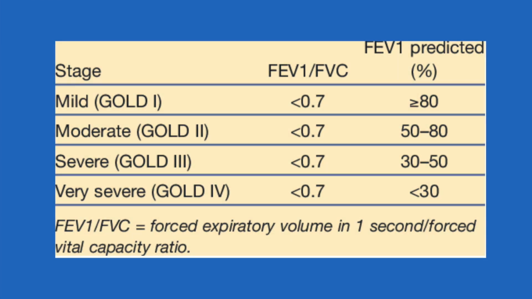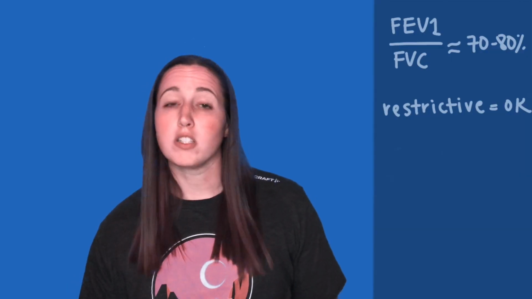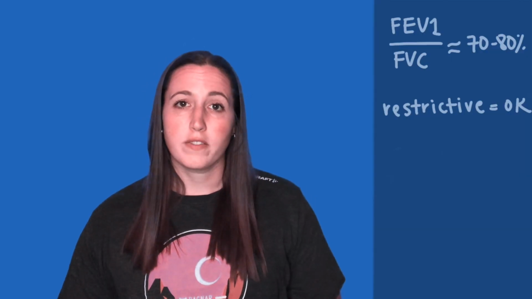The GOLD scale will tell you the severity of obstructive lung disease based on how close this number matches their predicted value. Also in COPD, you'll have that hyperinflation, so a lot of your lung volumes will be increased compared to those normative values. This is different than restrictive lung disease, where all of your values will actually be decreased, with the exception of that FEV1 over FVC. Because both numbers are decreased proportionally, that ratio will actually appear normal in people with restrictive lung diseases.